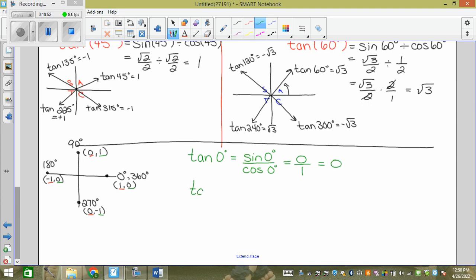If I do tan of 90, though, it's going to be sine of 90 divided by cos of 90, which is 1 over 0, which is actually, how many times does 1 divide by 0? It doesn't. You can't have a 0 in the denominator. So this stands for undefined.